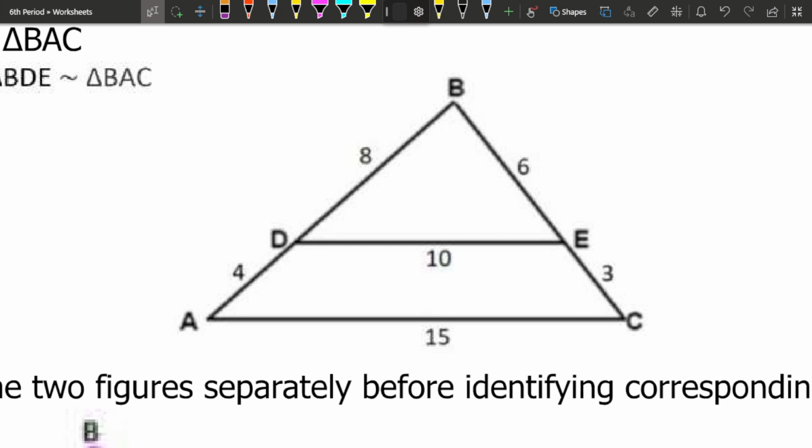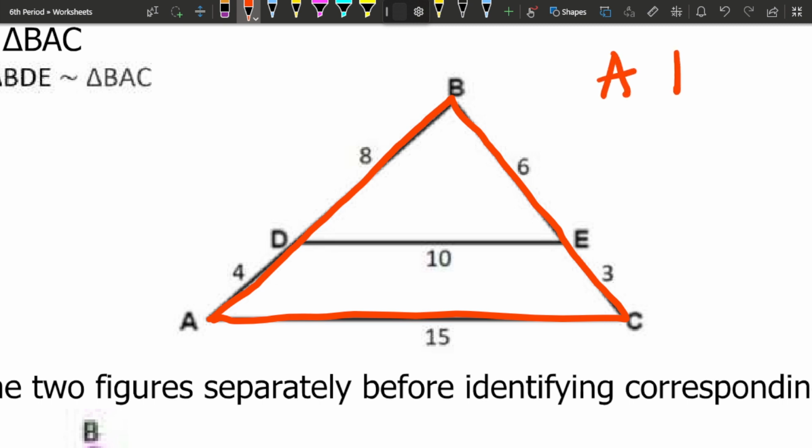Let me show you. How many triangles do we have? We have two. Let's start with the first one. Let's start with the big one, because everybody can see this one right here. A, B, C. So the orange one is triangle A, B, C. Any questions about that? Nope. Triangle A, B, C. Okay?